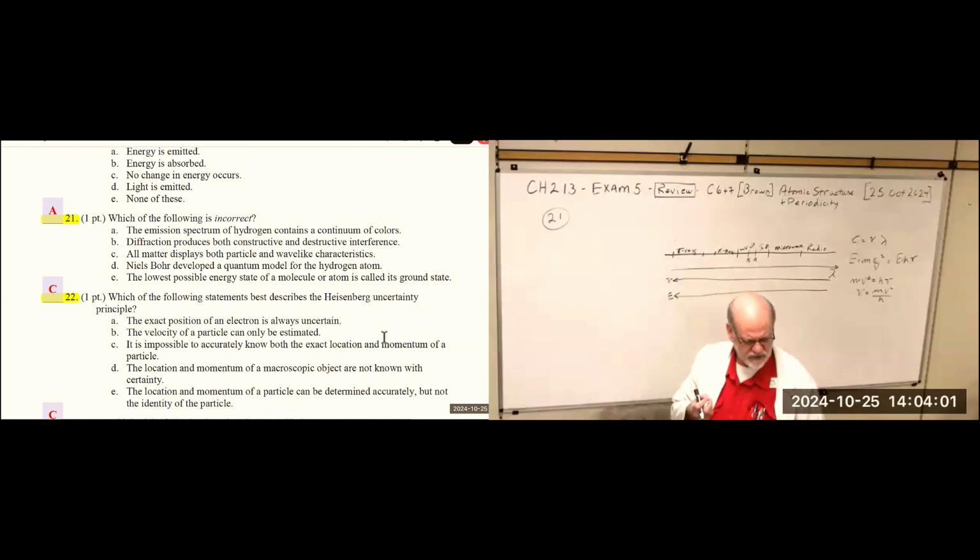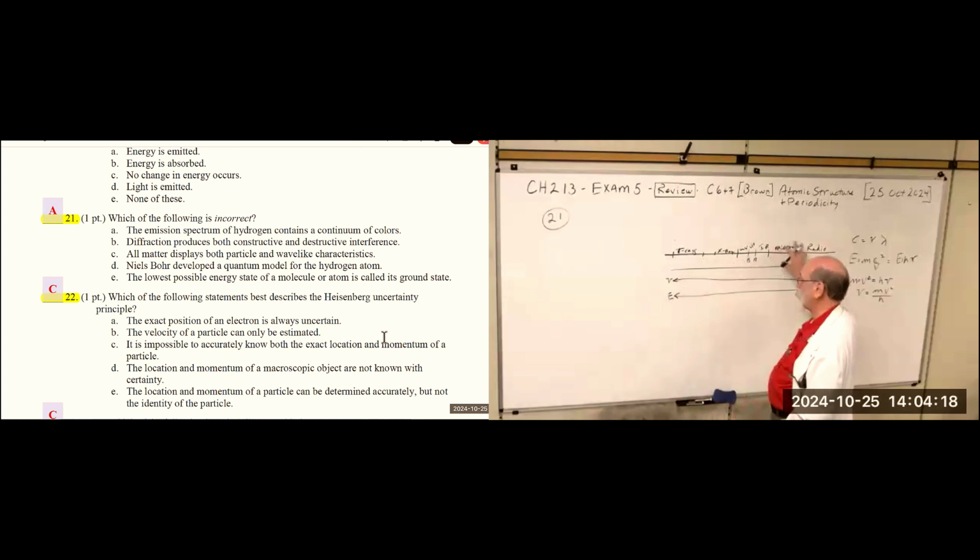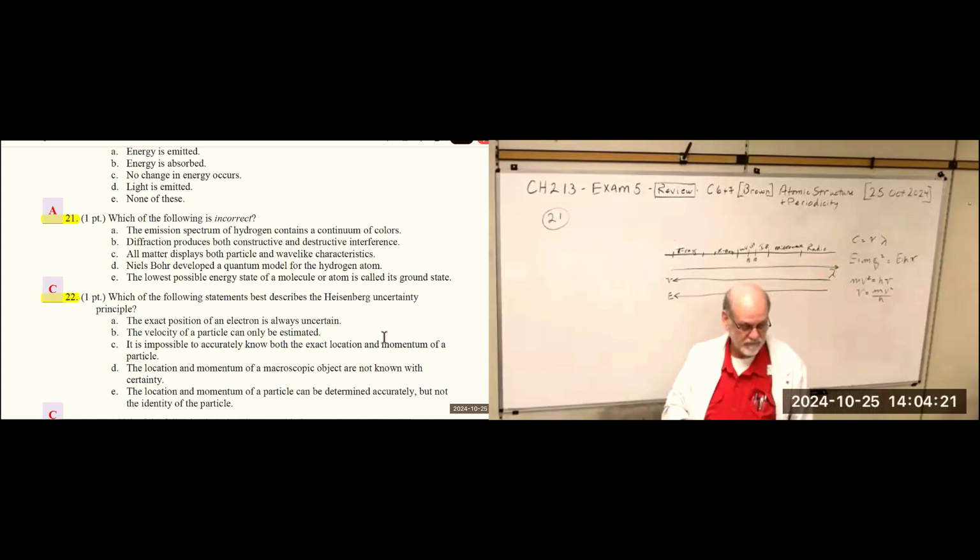A says the emission spectrum of hydrogen contains a continuum of colors. That's false. We know that. It's a line spectrum. The visible spectrum has 4 lines in it. There's an ultraviolet range spectrum, and then there's an IR range spectrum. That's also the consequence of other transitions. So A is false. We don't have to go any further.